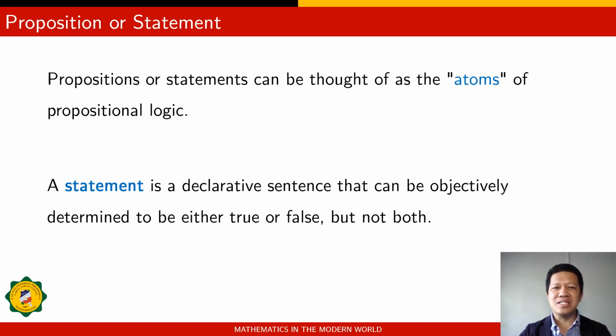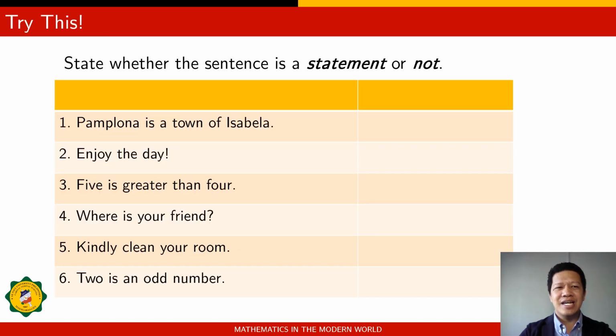Propositions or statements can be thought of as the atoms of propositional logic. A statement is a declarative sentence that can be objectively determined to be either true or false, but not both. Try this. State whether the sentence is a statement or not. So you have a minute. You may pause this video and try to answer this exercise.